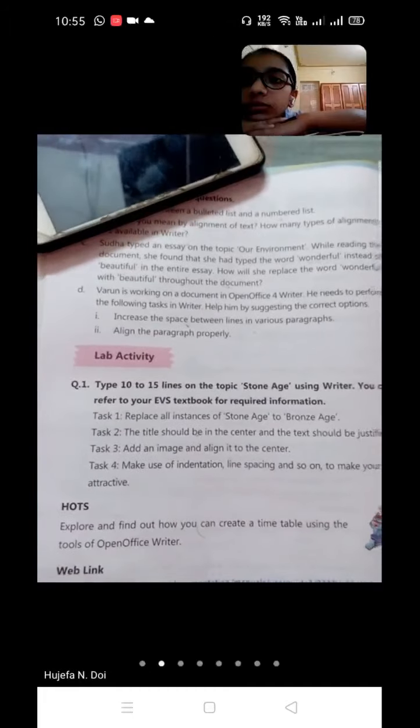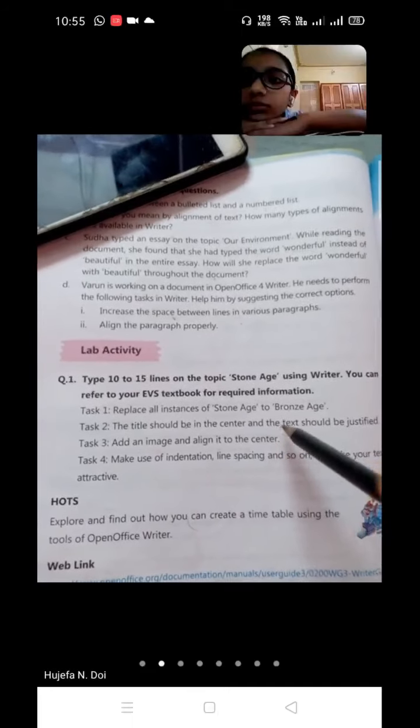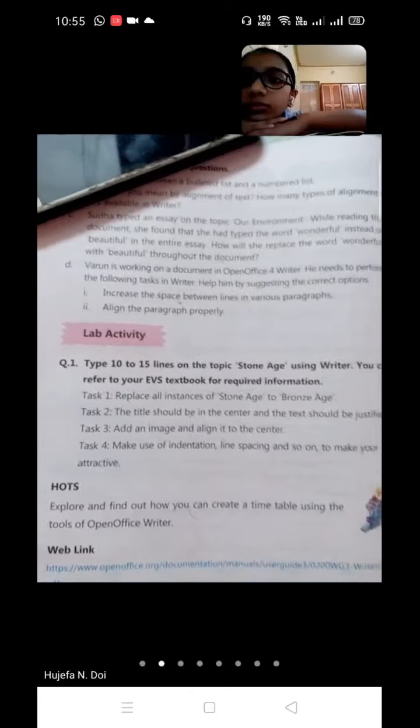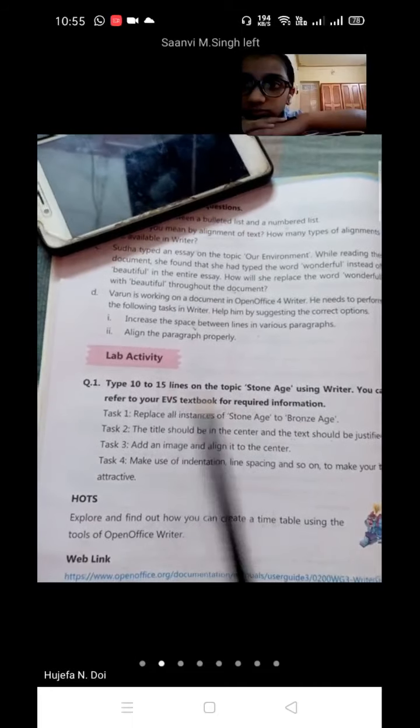Now, students who have a computer or laptop, they have to do the lab activity.